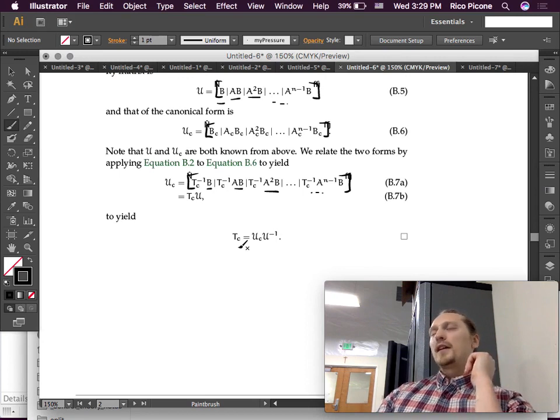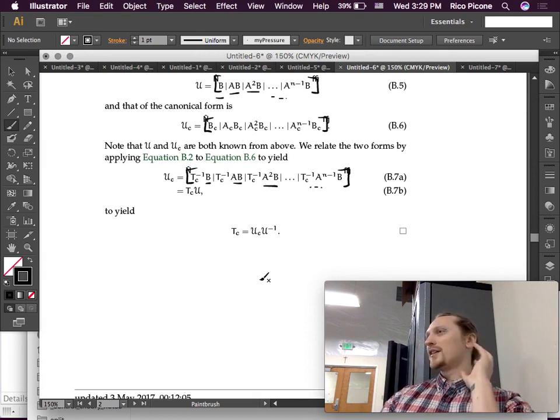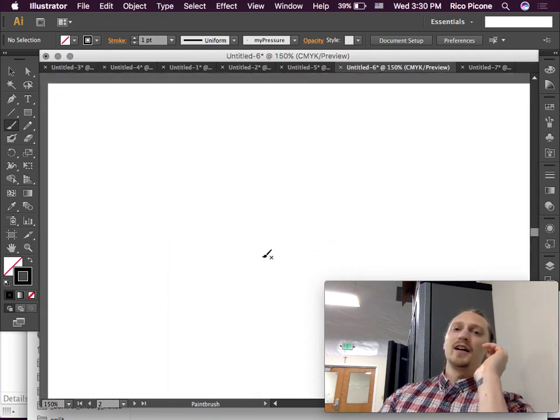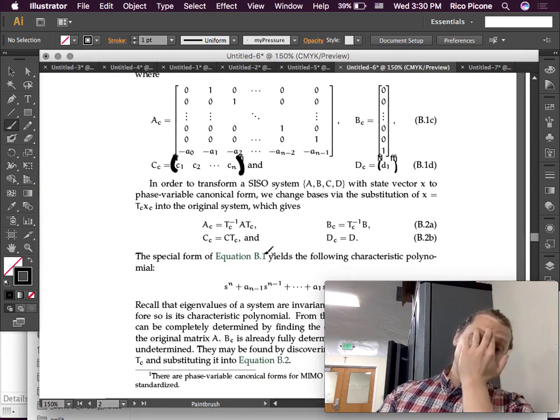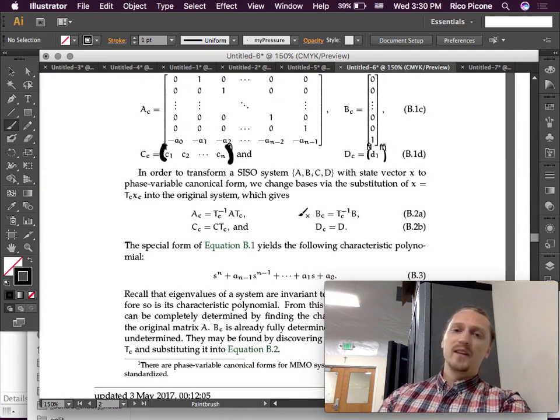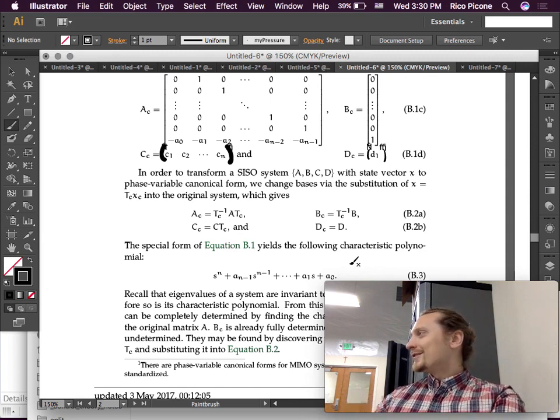So, now that I've convinced you that this is the transformation matrix that gets you to the canonical form, okay, let's have a blank page. I guess we're done, right? If we have TC, then we have everything here. We have our canonical form A, B, C, and D matrices from our original A, B, C, D matrices. And we're done. No problemo, right? Just, we're done.